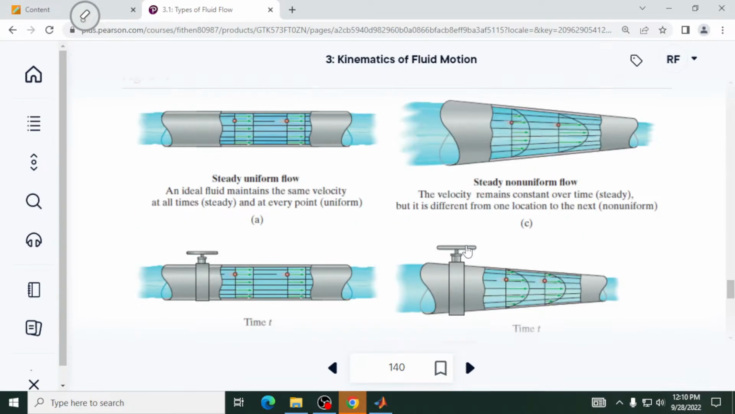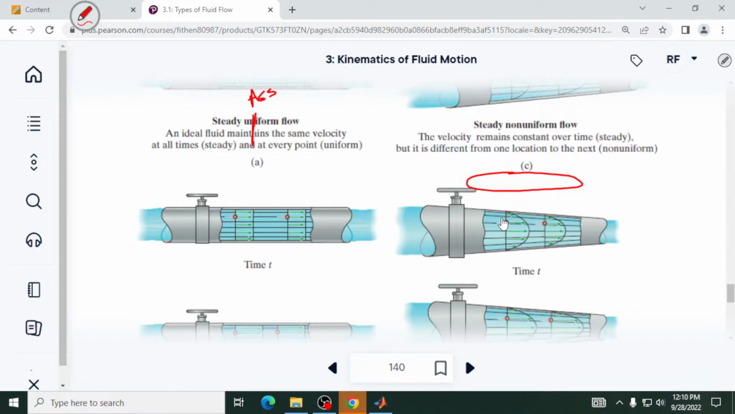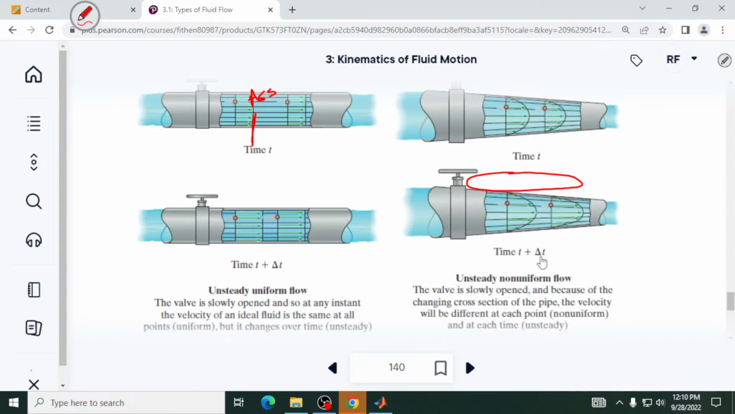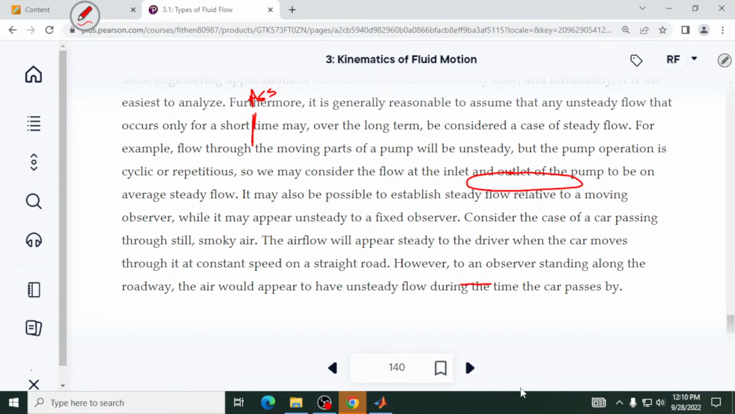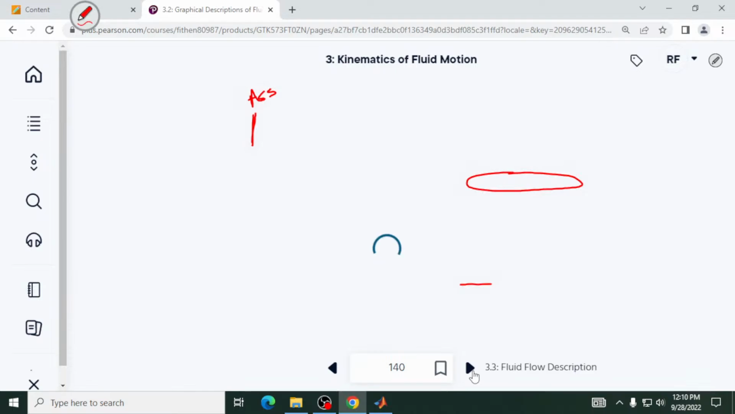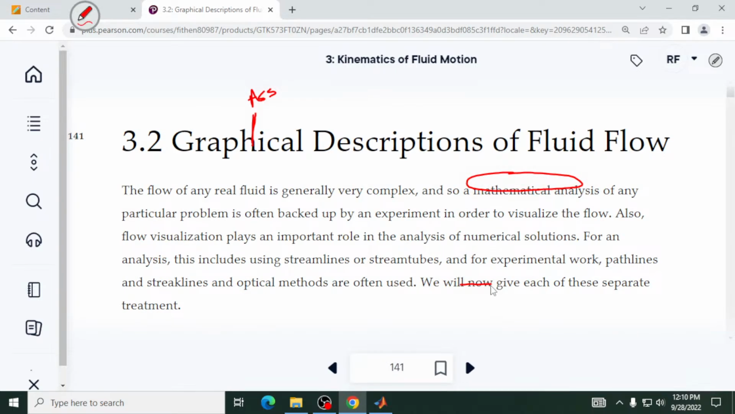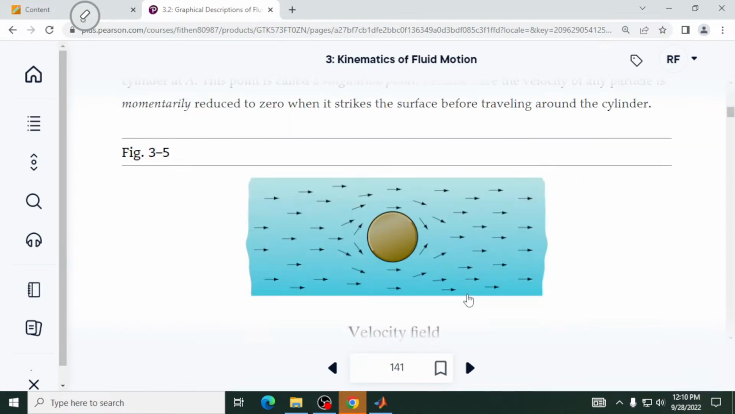You can have steady, uniform flow, which means your velocity profile is pretty much uniform across. Mostly that's an assumption. Steady, non-uniform flow. You can have time dependent, which is unsteady, and unsteady uniform flow as well. I'd say go in and read this.